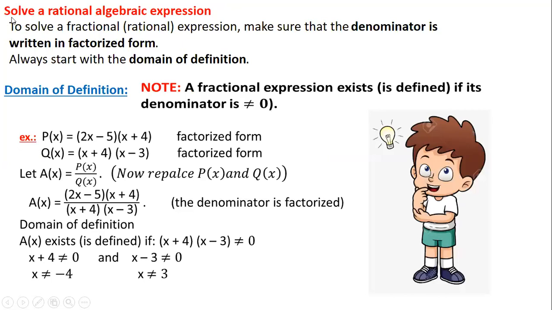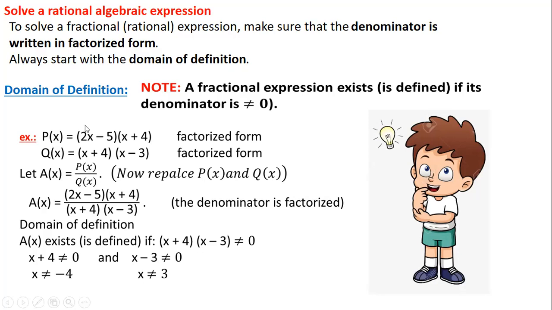Now we will be solving a rational algebraic expression. To solve a fractional or a rational expression, we should always make sure that our denominator is written in factorized form. So whenever you are given a fractional expression, the denominator should be factorized. Always we start with writing the domain of definition. Domain of definition means a fractional expression exists or is defined if its denominator is different from 0. As we all know in math, any fraction exists if the denominator is different from 0.